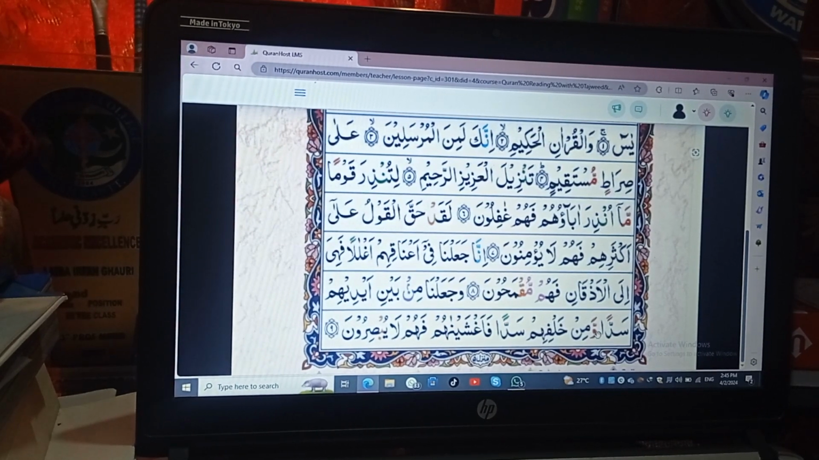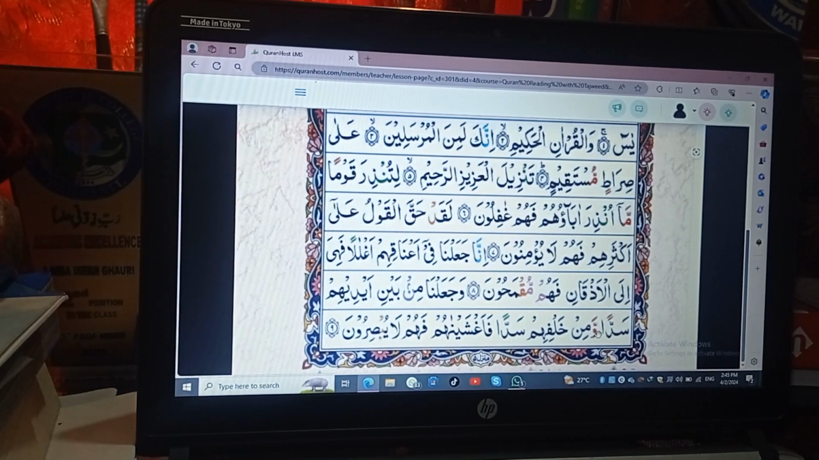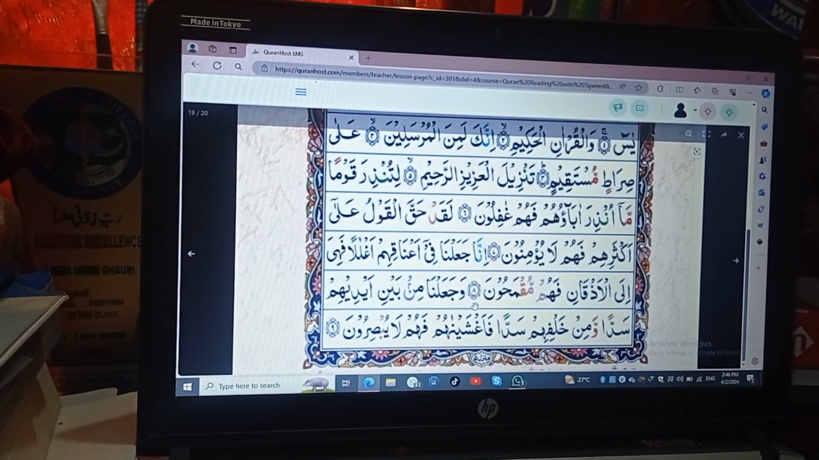Okay, then we will discuss the rule of noon sakin or tanween. Whenever noon sakin or tanween are preceded by any letter, according to the situation, there are four rules which we have to follow according to the letters which are present after the noon sakin or tanween.